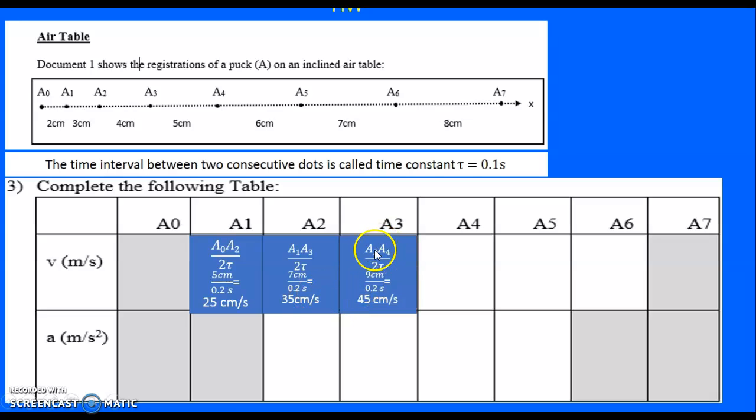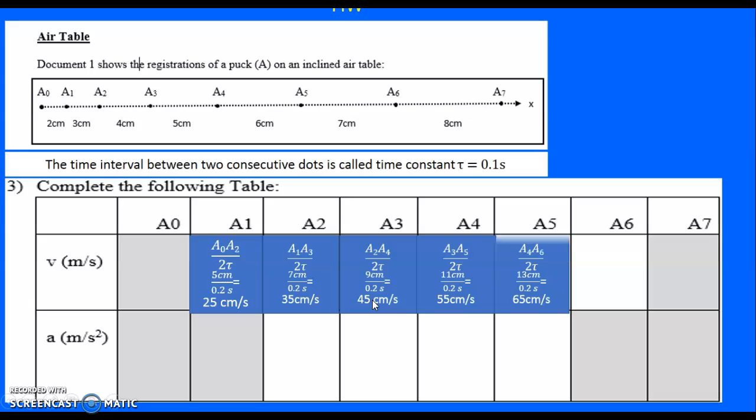And for A3, it is A2A4, before and after, so the distance from the position before till the position after, over 2 tau: 9 centimeters over 0.2 seconds equals 45 centimeters per second, and so on. Similarly for A4, A5, and A6. Now for A7, why can we not calculate the instantaneous speed at A7? Because there is no information about the position after it.